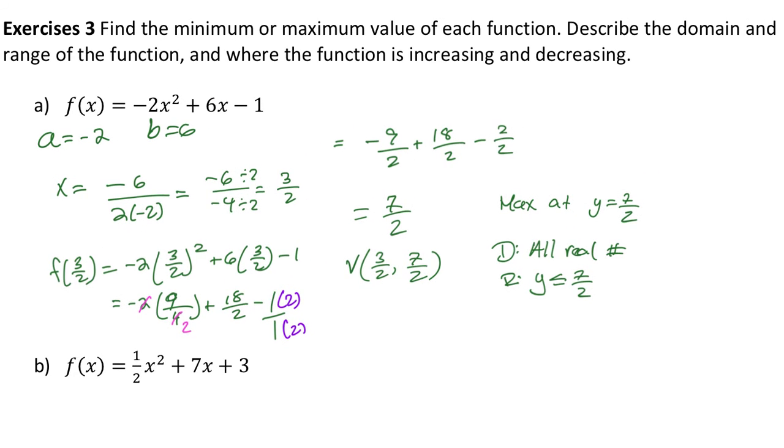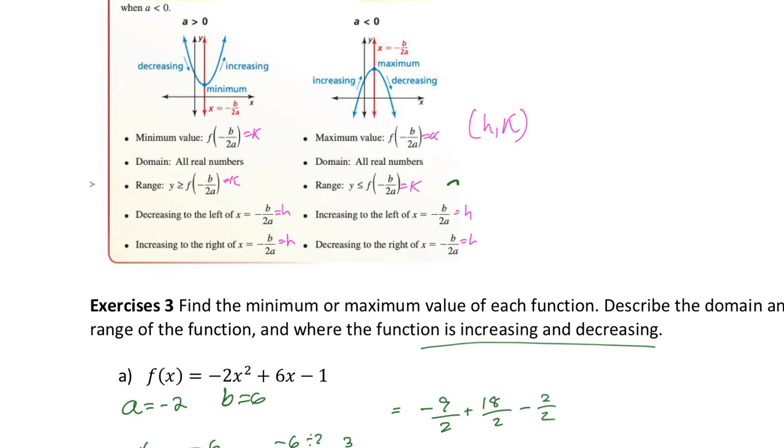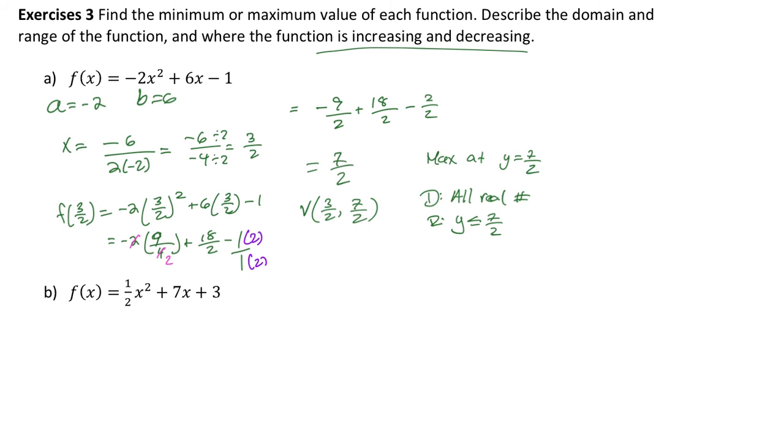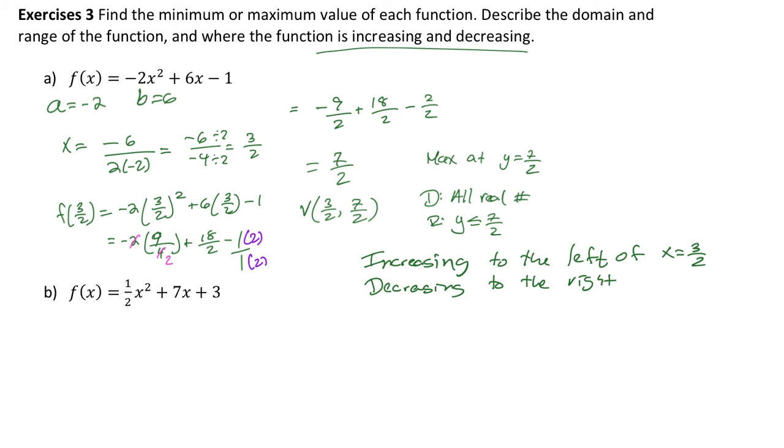Then we're going to determine where it's increasing and decreasing. So again, because it's negative, that means that it's increasing to the left of x equals 3/2 and decreasing to the right of x equals 3/2. Again, this value that is here is this one that we're finding.